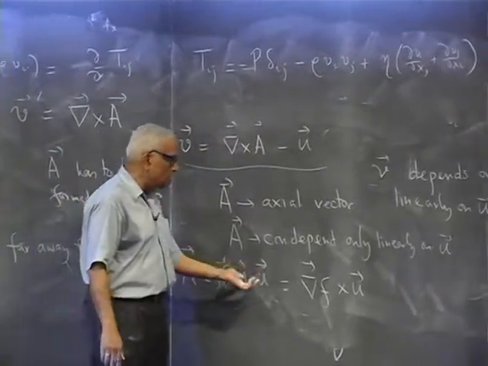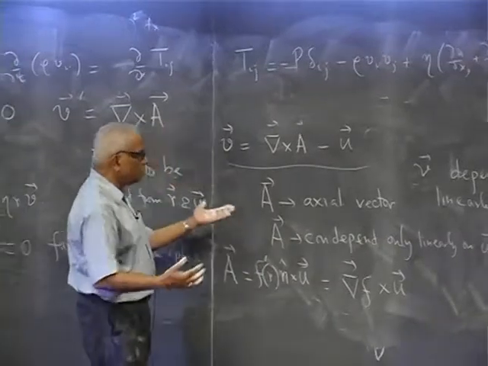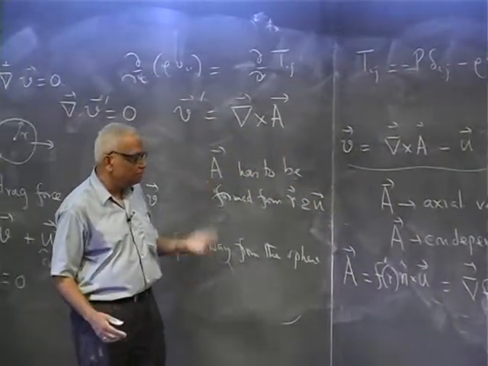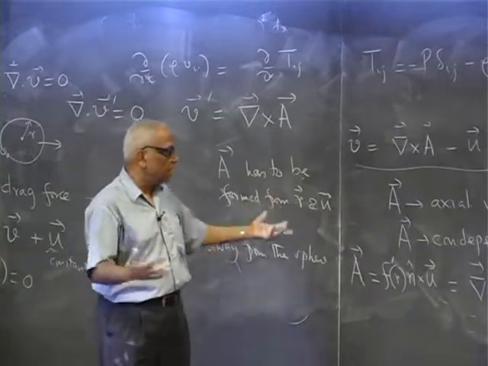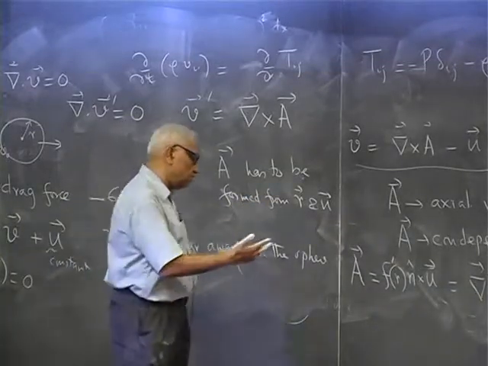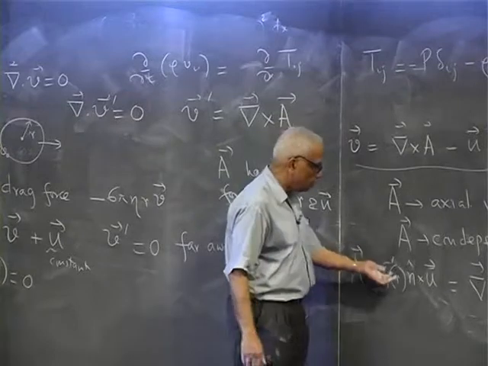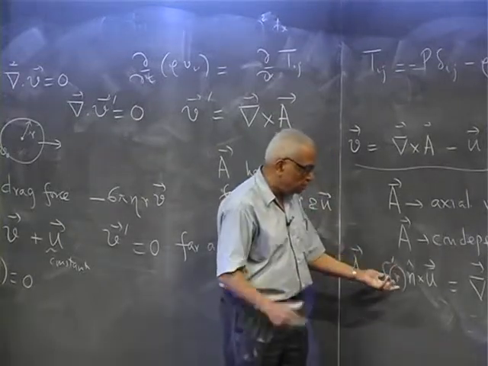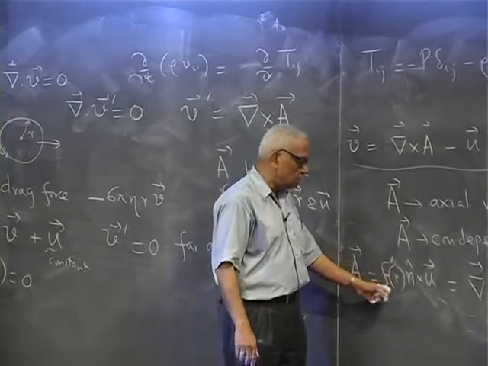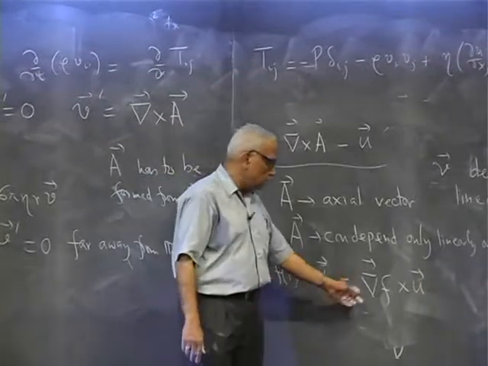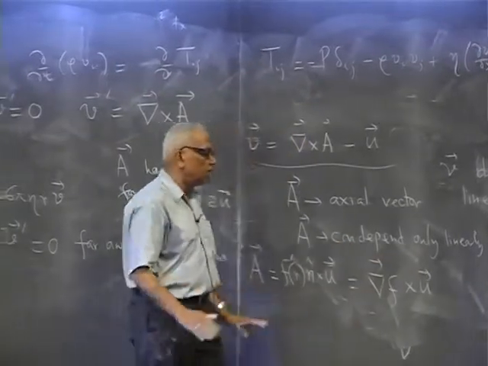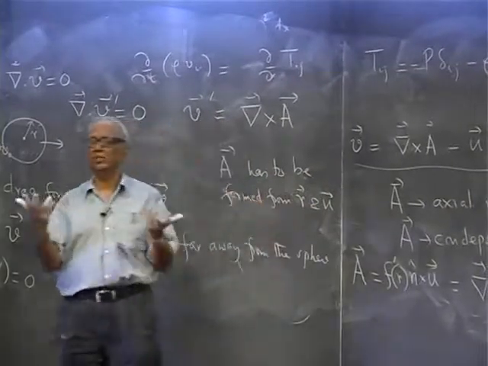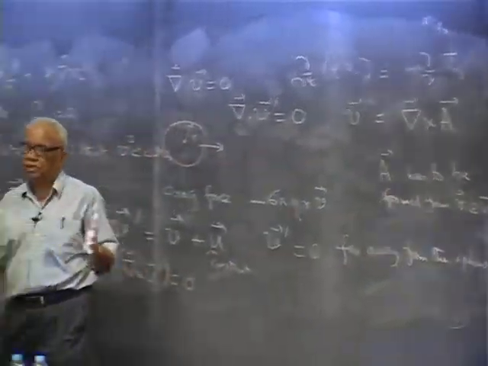So the only option for this A vector left to you is to write N cross U and then have a coefficient which depends upon the distance, an arbitrary function, and so you write this as F prime R, so that you can write this as grad F cross U. So F is the unknown scalar function which you have to calculate.